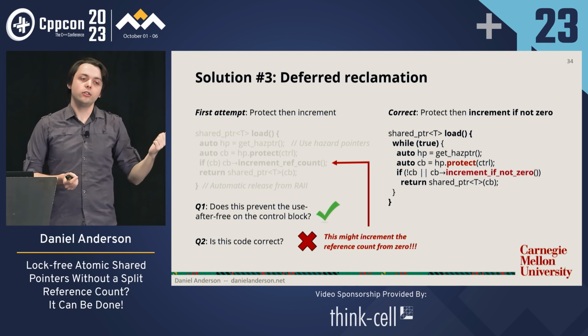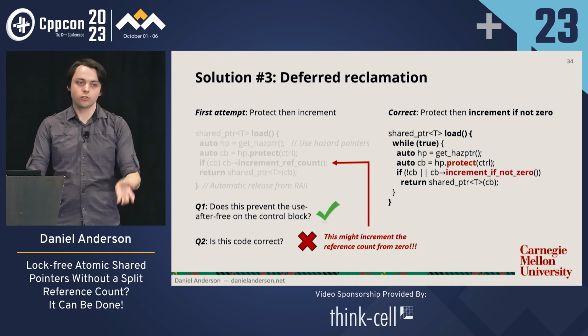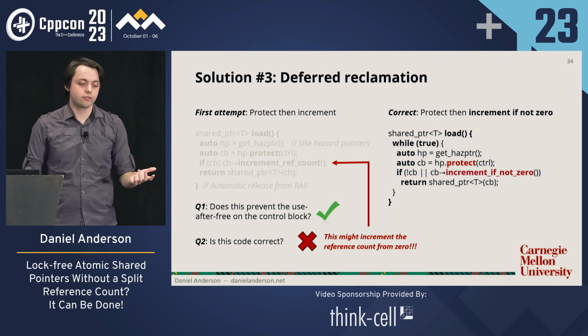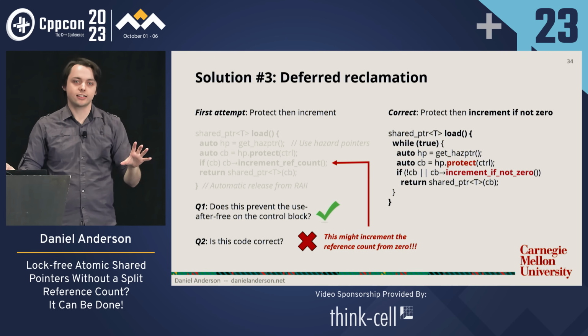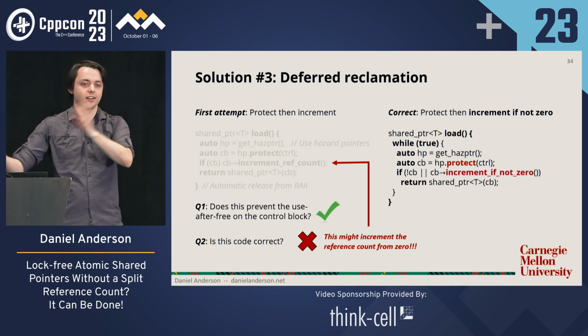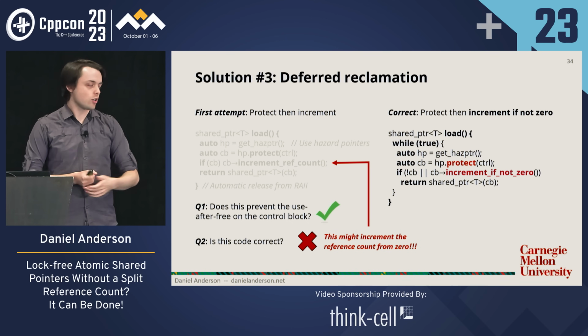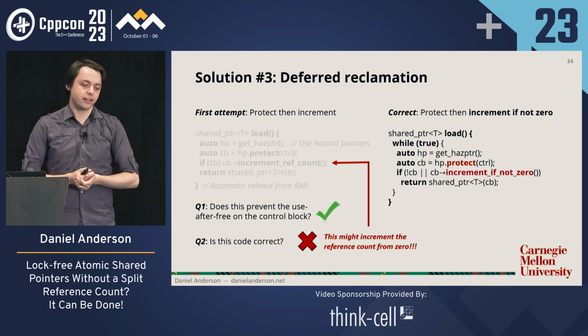If we fail though, we might fail because the ref count actually was 0. And so increment if not 0 fails, returns false. Then we just have to try again. Let's see what the new control block is, because that indicates that someone stored over the top of this, put a new object there and decremented the ref count. So if we fail to increment if not 0, we simply loop and try again.